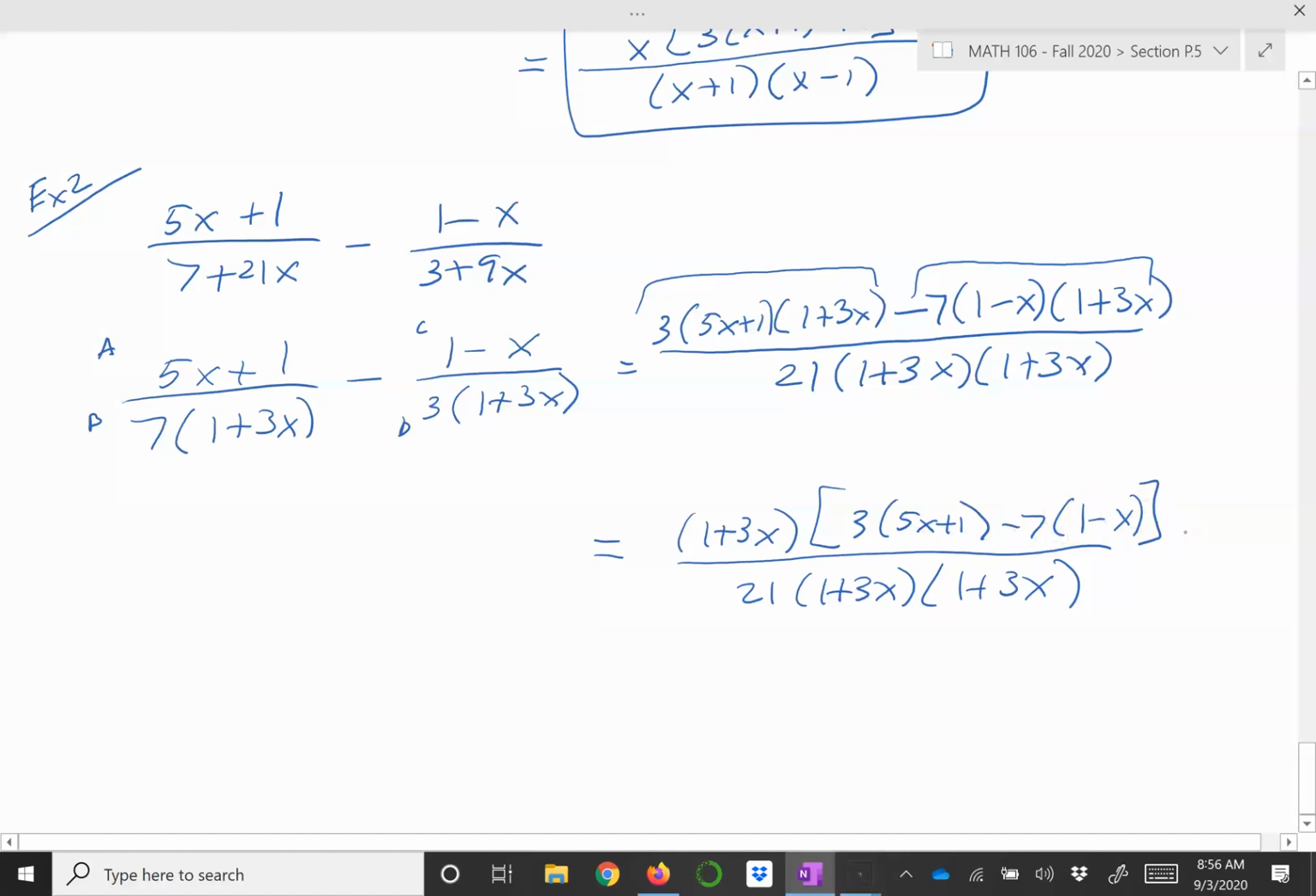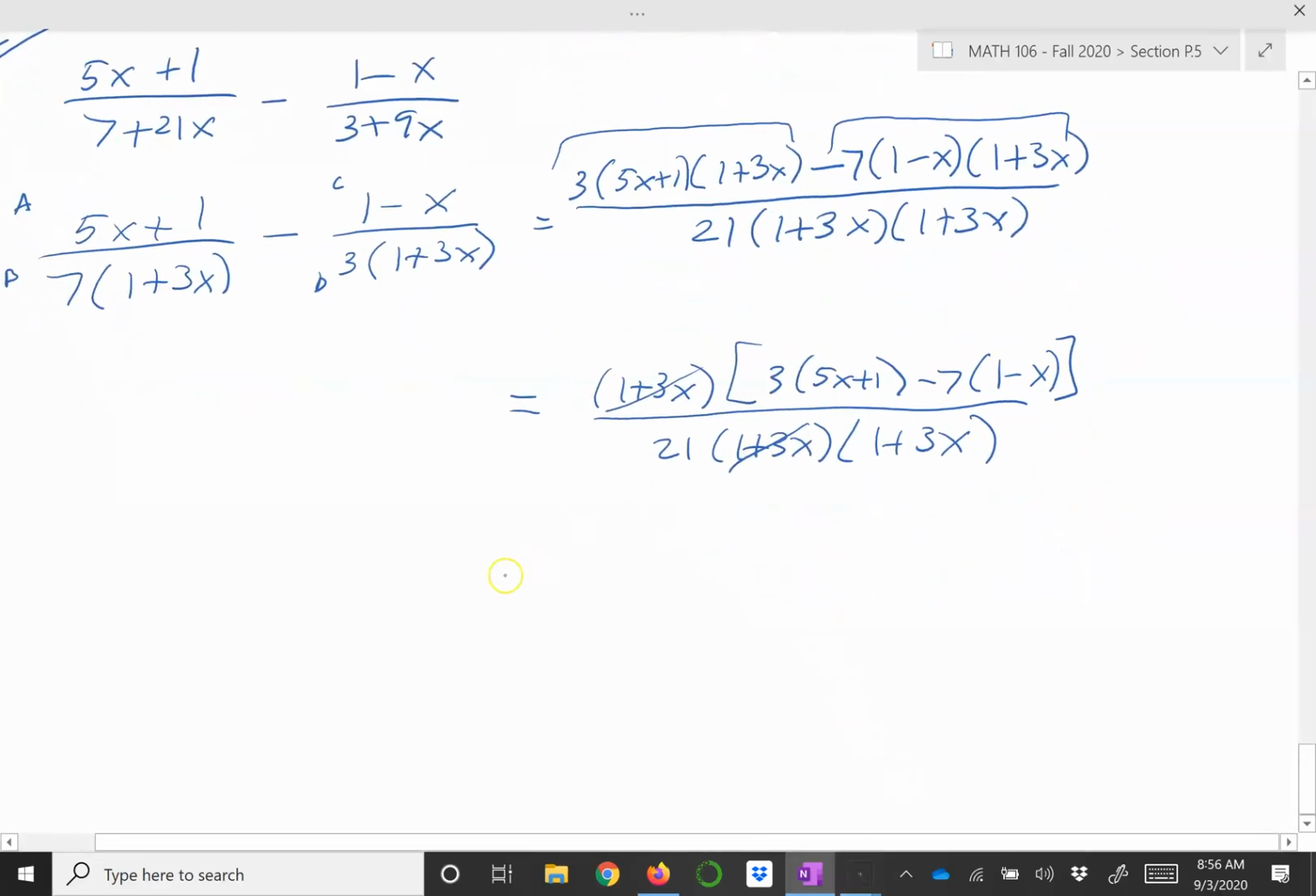Now, what could happen to that 1 plus 3x we just took out? Can't that cancel with one of those? Right? So what we're left with here on the denominator is just 21 times 1 plus 3x. And then we have a factored numerator.